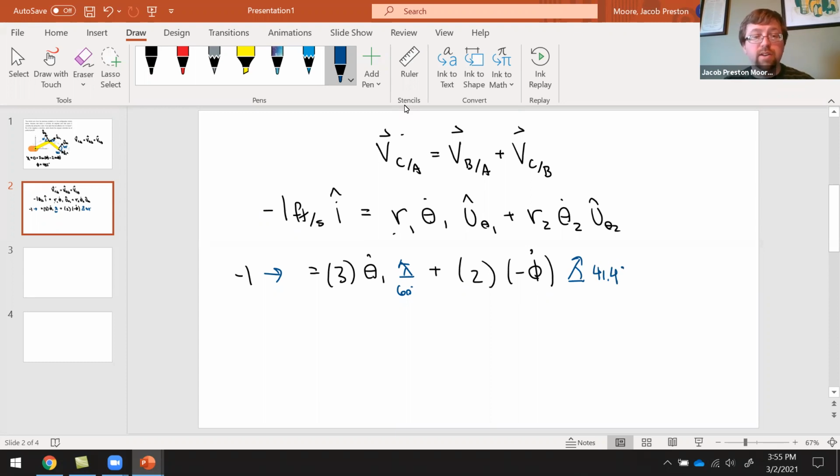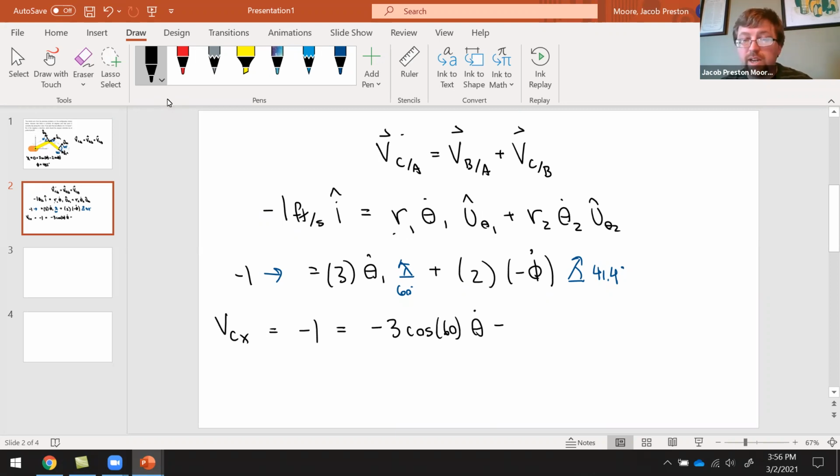All right, so this needs to get broken down into x and y pieces. So the x component, I'll say VCX is going to be equal to -1, which is equal to -3. So I get a negative sign from the direction. So -3 cosine 60 times theta dot minus, I've got a negative sign this time from the phi dots. So -2 cosine 41.4 times phi dot. All right, so that's one equation that I've got right here. And I've got 2 unknowns, so I can't solve it yet.